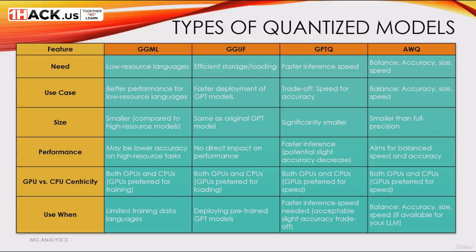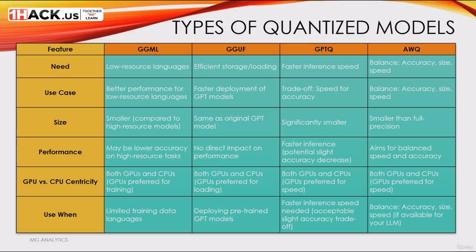Next is GPTQ. Now, GPTQ is basically generative pre-training transformer quantization. It is mainly used to reduce the model size and improve inference speed of GPT models. So basically, this will be used mainly on GPU because it will also improve your performance, and it is smaller in size, and it will have better speed, but there would be slight decrease in the performance.